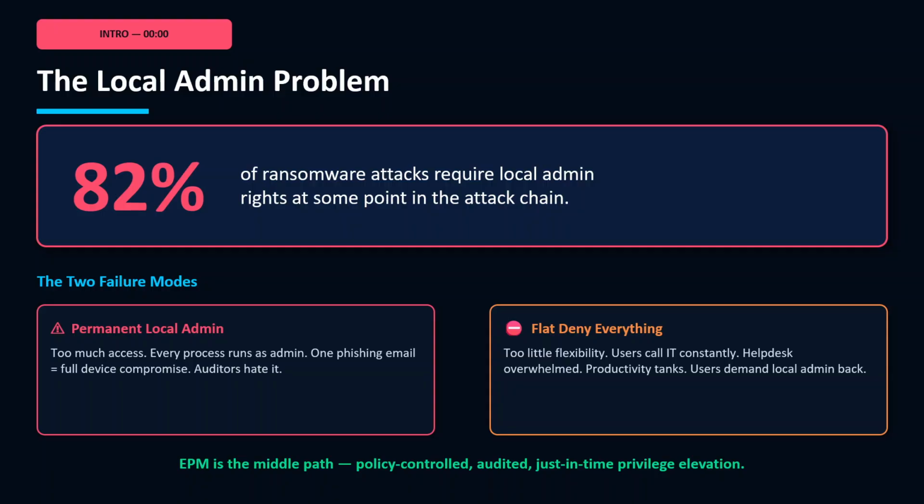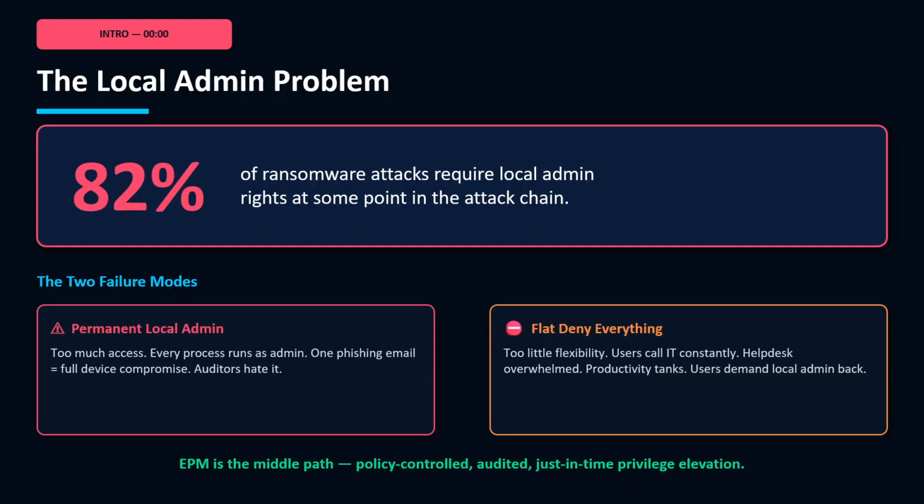But the main challenge is the two failure modes. Permanent local admin access is too much access: every possible process runs as administrator, so one phishing email can fully compromise the device, and auditors hate it. But if you completely block local admin access, there will be lots of calls to the IT help desk, end user productivity will be impacted, and users demand local admin back.